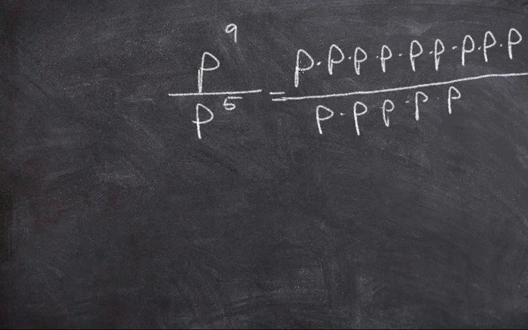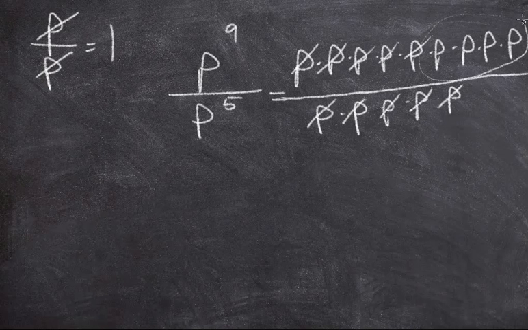Here's 5. Now, if I were to have just p over p, they would cancel each other out, because that just equals 1. So let's see how many of these we can cancel out. Well, we can cancel that one and that one. We can cancel that one and that one. That one and that one. Cancel those. Cancel these two. And now we're just left with 4 p's. So that means this is equal to p to the power of 4.